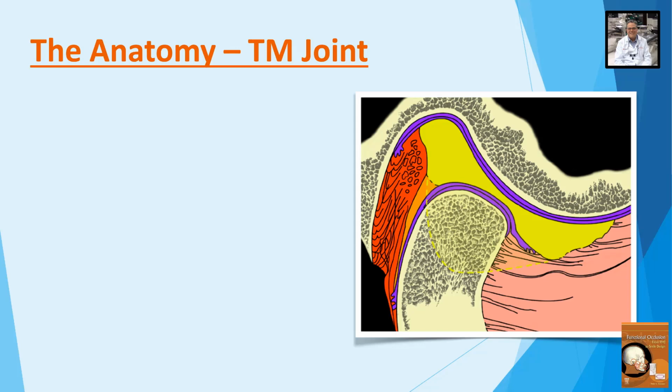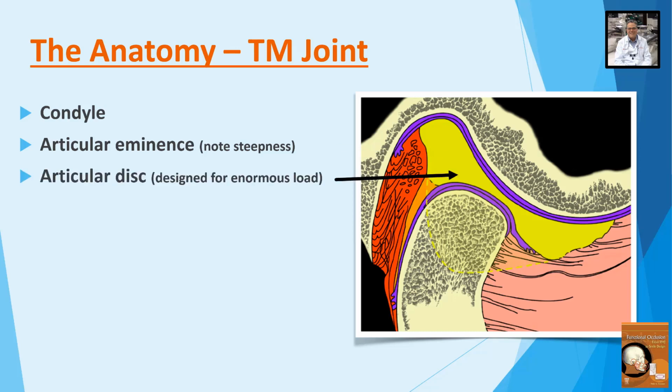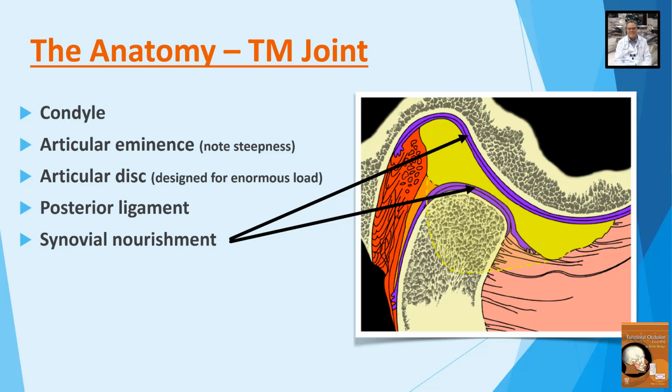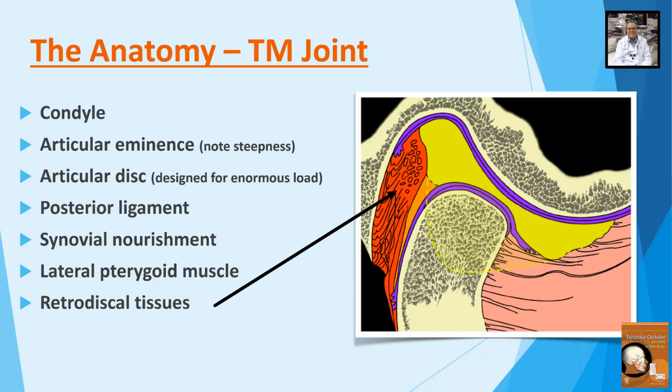A little bit of review of the anatomy. Of course, we have the condyle. We have the articular eminence. Notice its steepness. The disc is designed for heavy, enormous load. We have the posterior ligament that tethers the disc to the back neck of the condyle. And we have synovial nourishment between the upper and the lower chamber of the disc. And we have the lateral pterygoid muscle, which attaches to the head of the condyle. Then there are the retrodiscal tissues, which is immediately posterior to the condylar head.